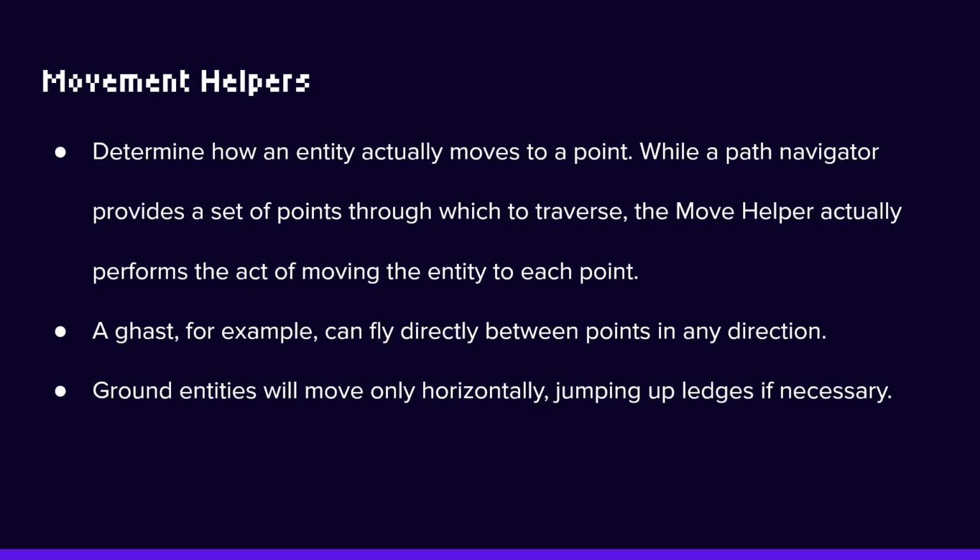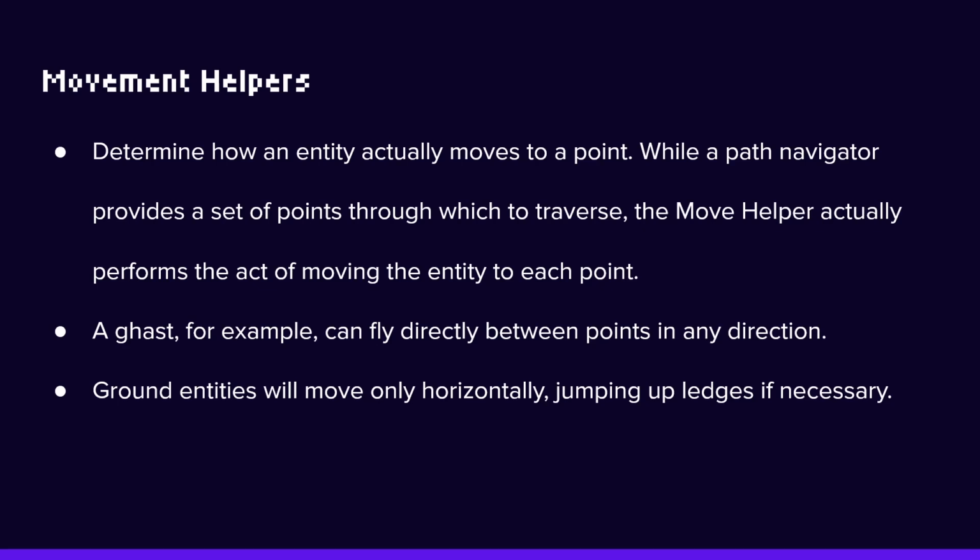And then you have movement helpers. Movement helpers are what determine how an entity actually moves between the points that the path navigator provides. So the path navigator is smart and gives you different points to move to, but the move helper is what actually determines how the entity approaches that movement. For example, a ghast just flies directly between the two points it has been assigned to fly to. It doesn't pathfind, but it's a good example of movement helpers. It has a custom one for itself that is literally just move in a straight line through the air, ignore gravity. But most entities use the ground move helper, which takes gravity into account and jumps up ledges and stuff.